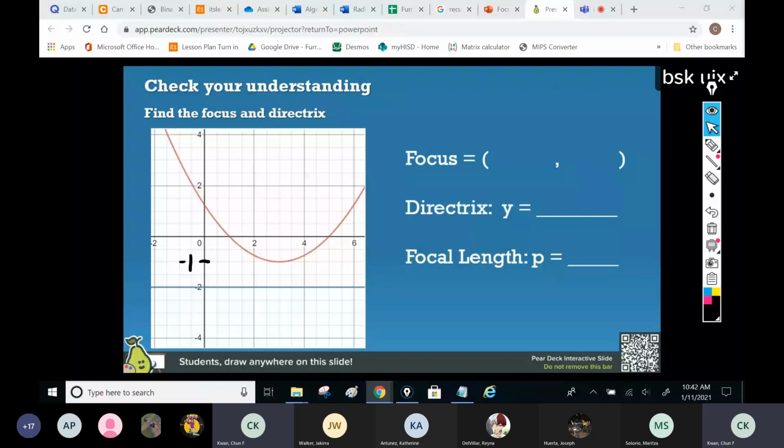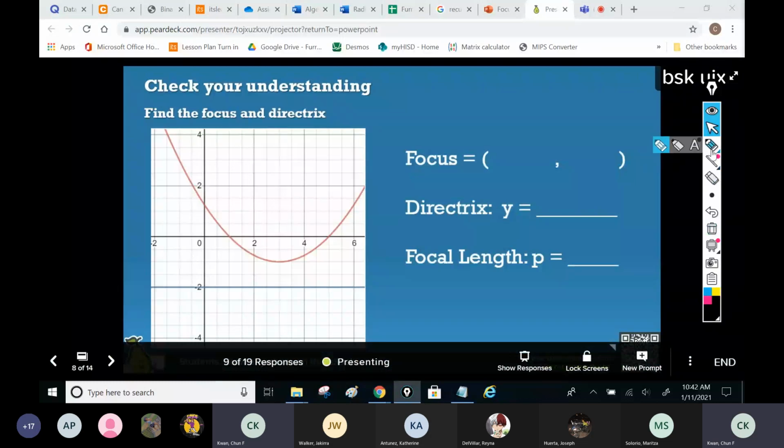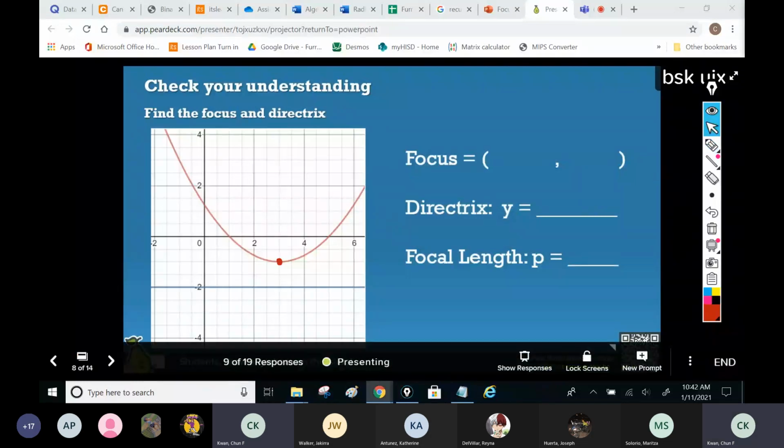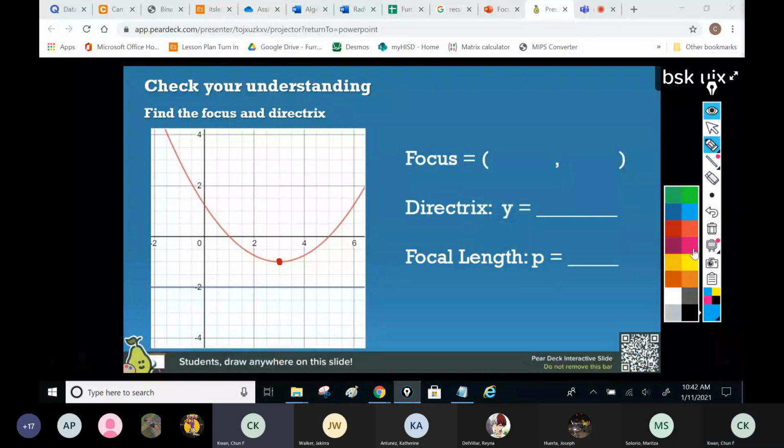All right, guys. So look at my screen. I give you the line right here. That means you have the vertex. I'm also giving you the directrix. So let's put down whatever we do know. The directrix is right here. This is y equals -2. That one's super easy.